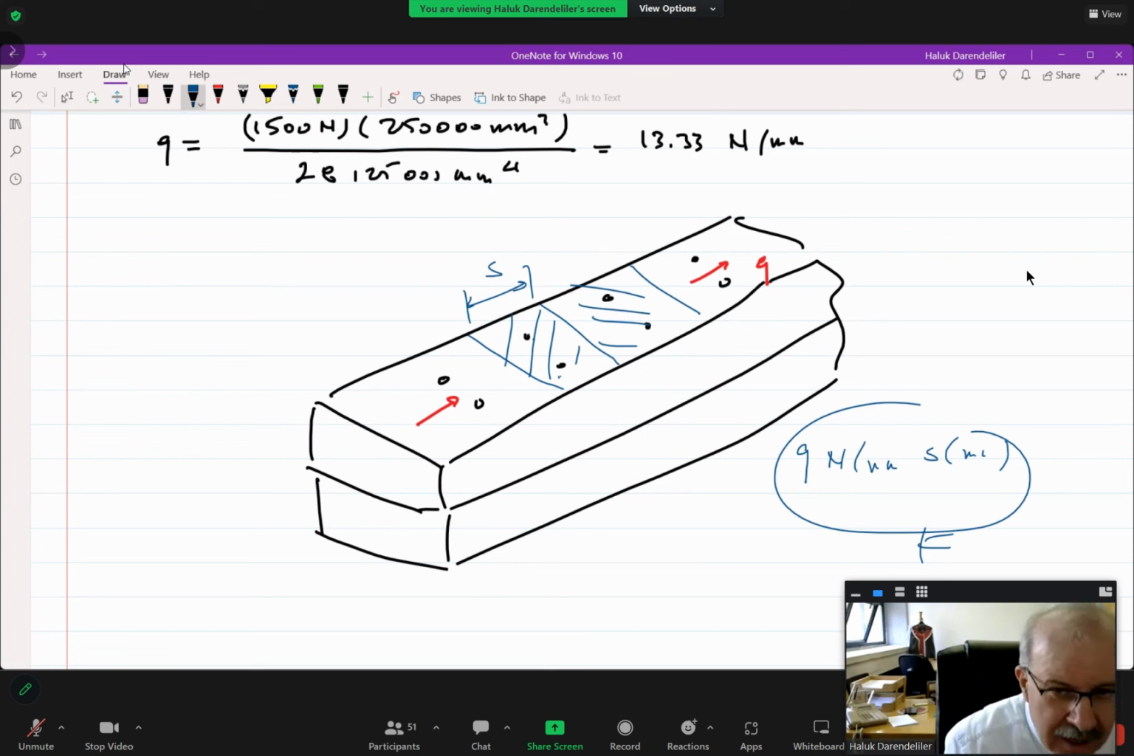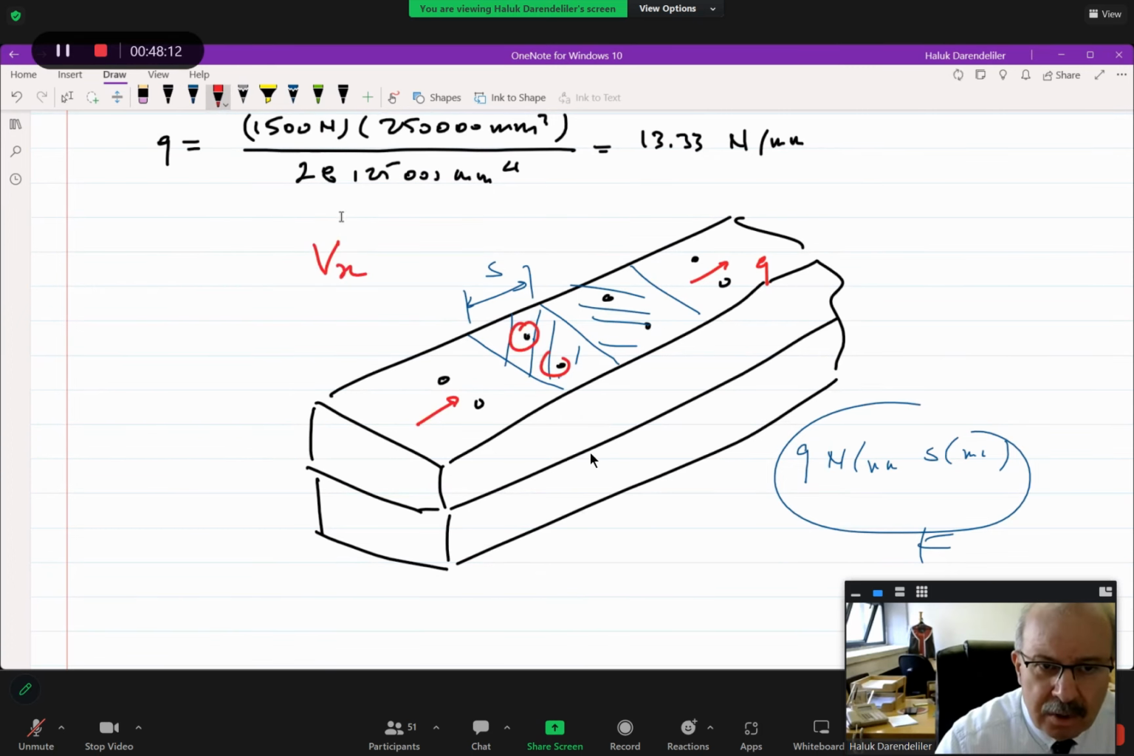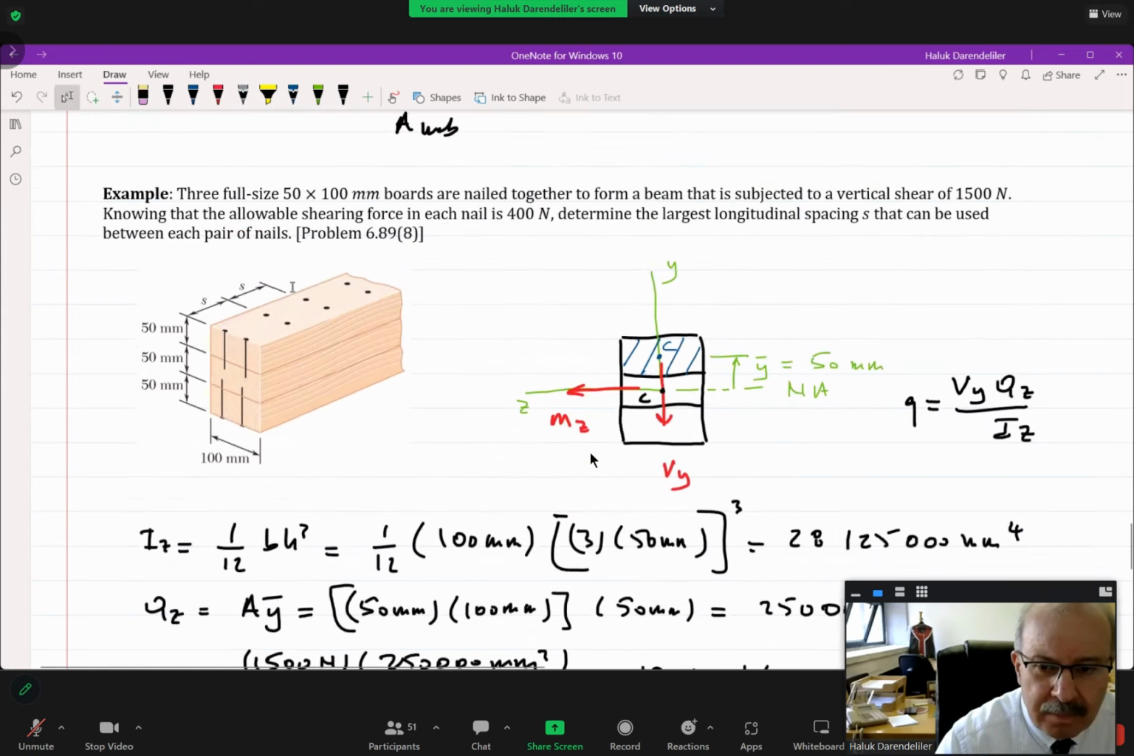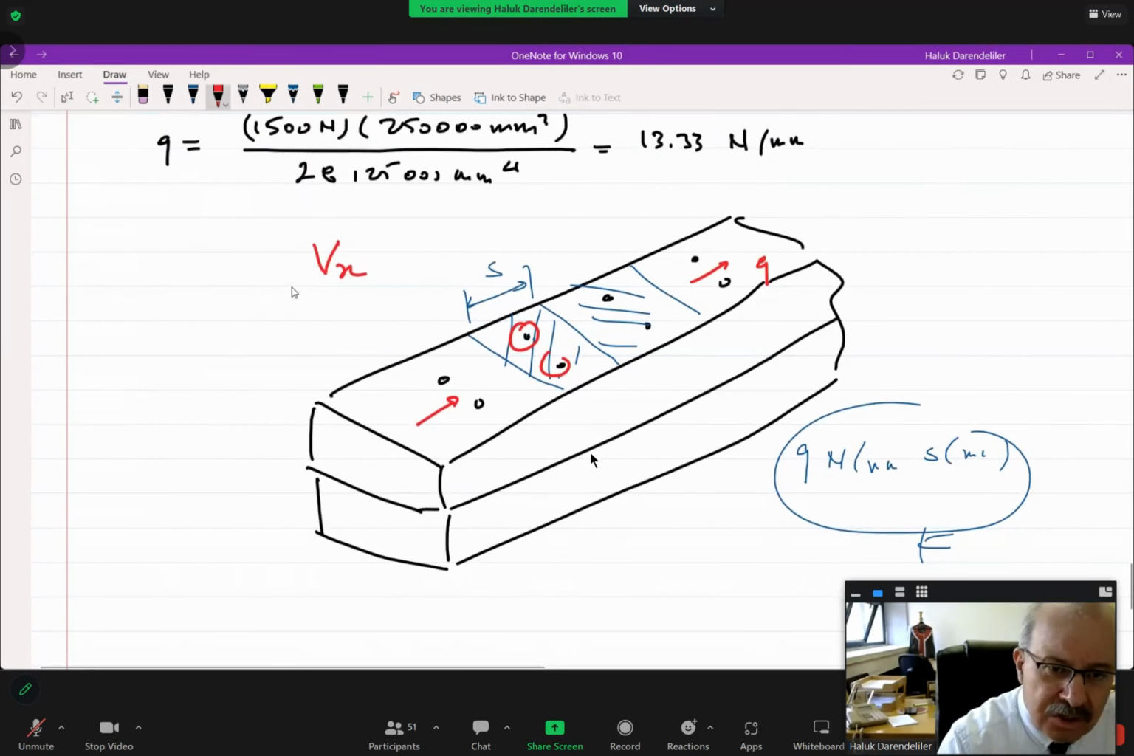Okay. I can assume that these two nails carry the shear force Vx, let us say, which is obtained by q times s. This Vx is carried by two nails. And this with this with this, etc.